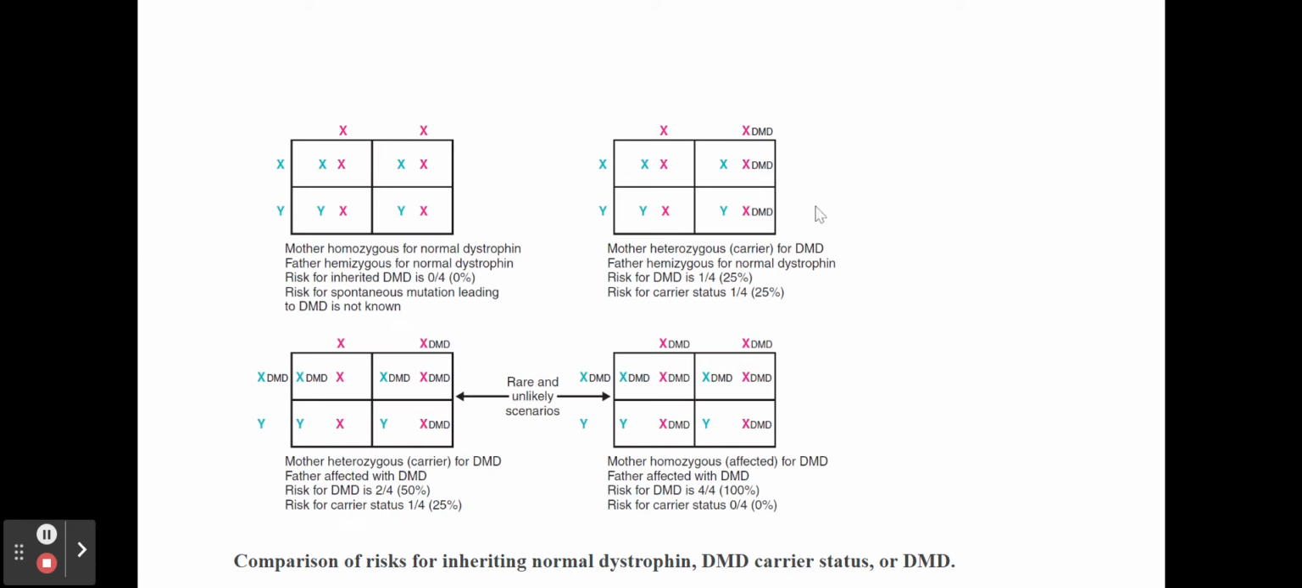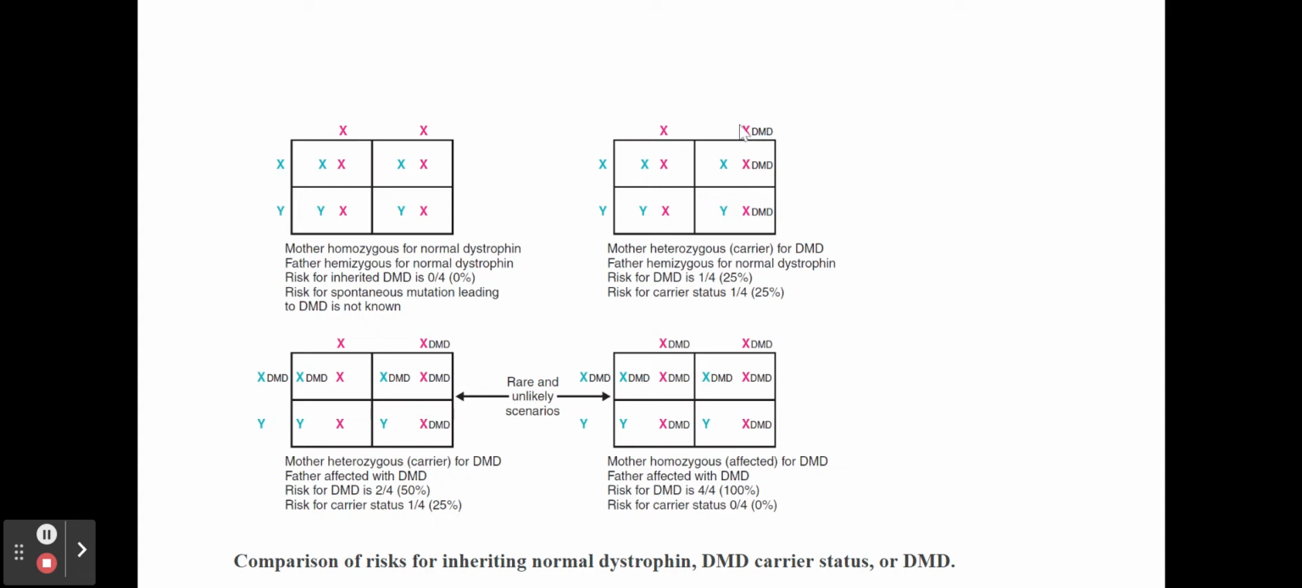In this scenario, in the upper right, mom is a carrier for DMD. She has 1 normal allele and 1 allele that does not make enough dystrophin. Dad has a normal X chromosome. He has a normal Y chromosome. In this pattern, if mom gives her normal X, the child does not have any disease or carrier status. They get a normal from dad. They get a normal from mom. The boys will get a Y from dad and a normal X from mom.